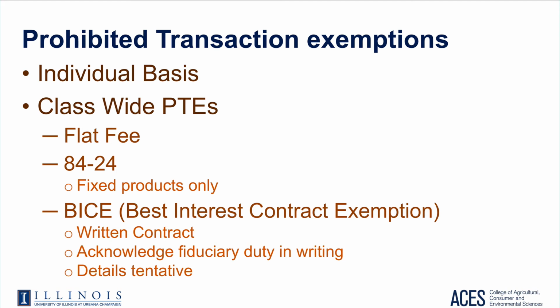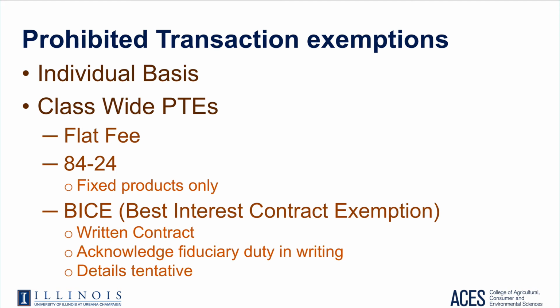Now, the worlds that changed more, we have something called 84-24, which is a class-wide prohibited transaction exemption. This is for fixed products, generally speaking, fixed annuity products, where you have a fixed percentage rate of return, a deferred fixed or SPIA, single premium immediate annuity. And to qualify for 84-24, you have to acknowledge that you're a fiduciary with your client. You have to meet some elements of behavior, and we'll talk about those in just a moment.